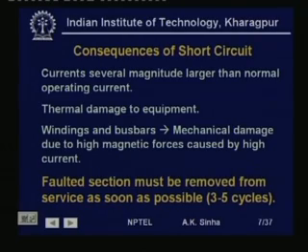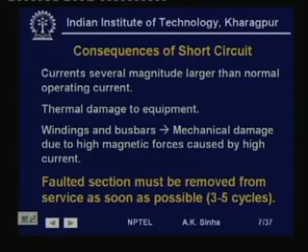Now, what are the consequences of short circuit? Well, as we said, when insulation fails, we get a conducting path between the high voltage and the ground, or between two high voltage conductors, and this conducting path having very low impedance, currents of several times larger magnitude than the normal operating currents can occur during short circuits.